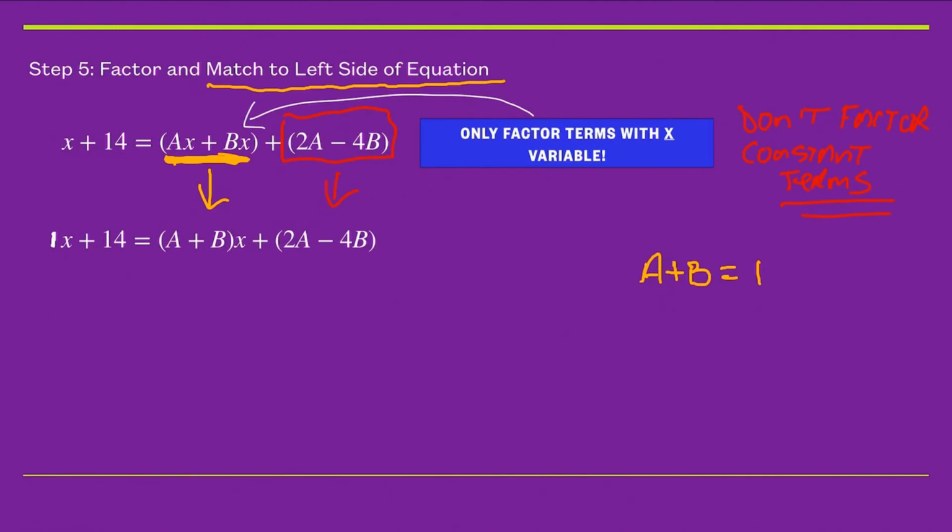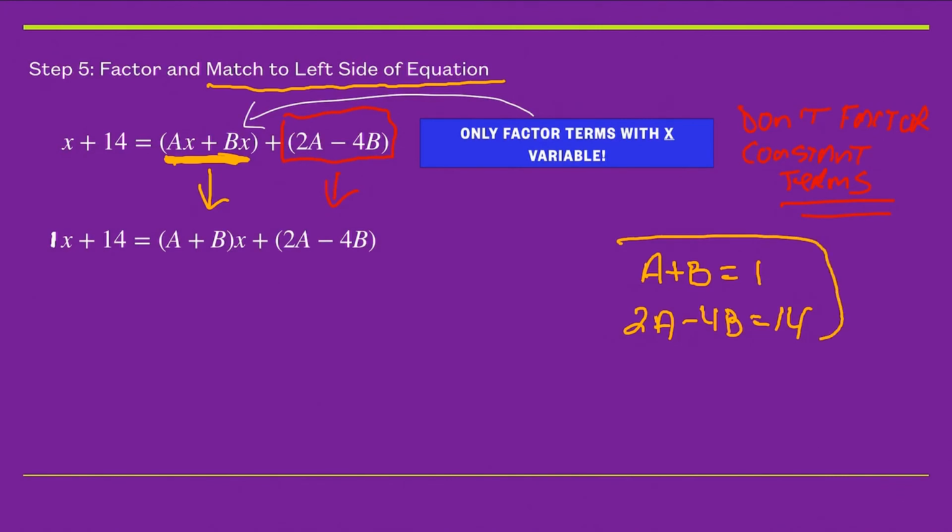Now the same holds true for the constant term. I have a 14 on this side, and this is my constant. Remember, this expression here is representing the constant term. If this side of the equation says my constant term has to be 14, then 2a minus 4b has got to be equivalent to 14. So I'm going to write it that way: 2a minus 4b has got to equal 14. The left side of the equal sign has got to equal the right. This is basically a placeholder for the number 14. They're equivalent.